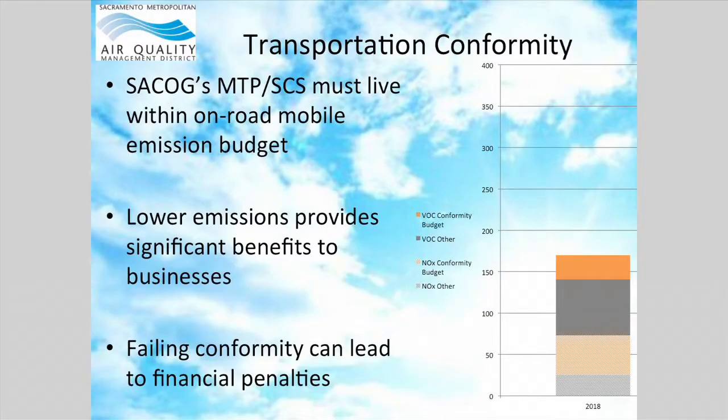So you see here the two orange, this is the piece, VOCs and NOx. Those are the conformity responsibilities that SACOG has. At the end of the day, when we get to 2018, when we showed that, those are the budgets that they have to stay under. And they can't go over that top line, so they check all the projects and everything, making sure that we stay under that.